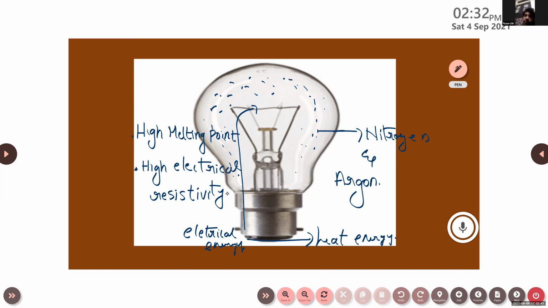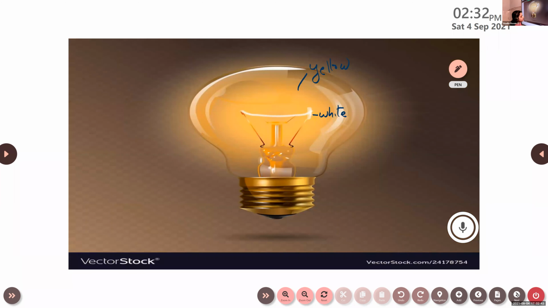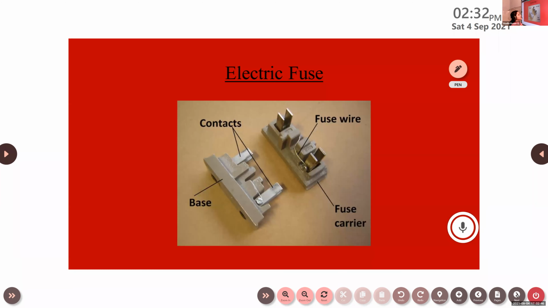Okay. Now we have the second application of Joule's law of heating effect of electric current, that is the electric fuse.